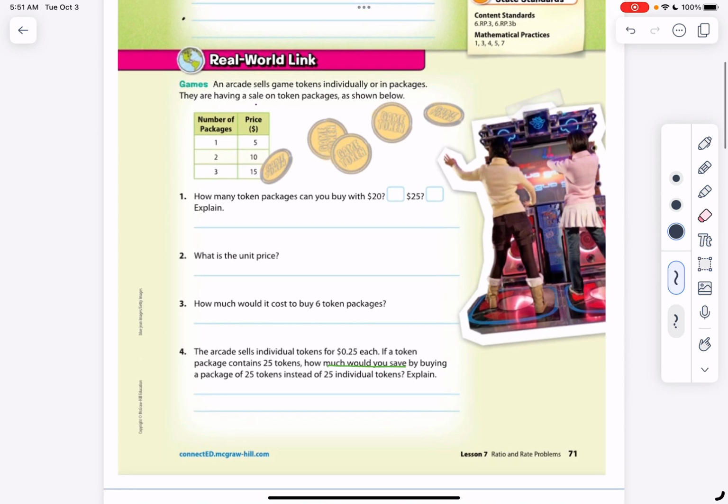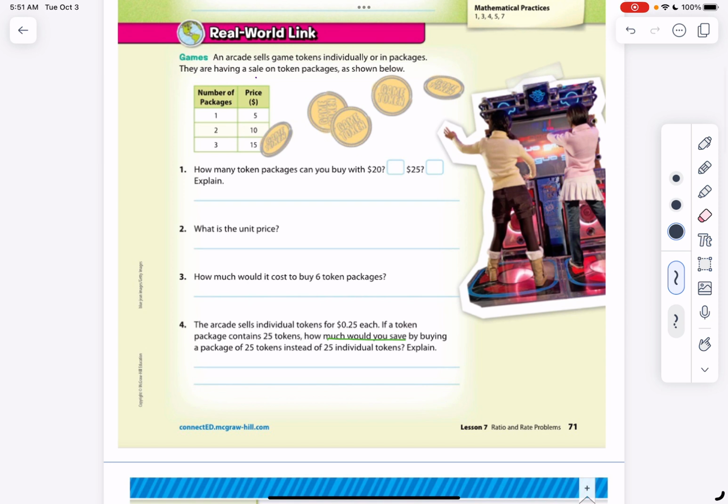An arcade sells game tokens individually or in packages. They are having a sale on token packages as shown below. If you look at the chart, you see that one package is $5, two packages is $10, three packages is $15. So based on that, what would you say that $20 would buy you? We can see the trend here, 5, 10, 15, 20 is next. So that's one way we could figure it out. So if 20 is the next number in the right-hand column, what would be the next number in the packages column? Well, that would be 4.